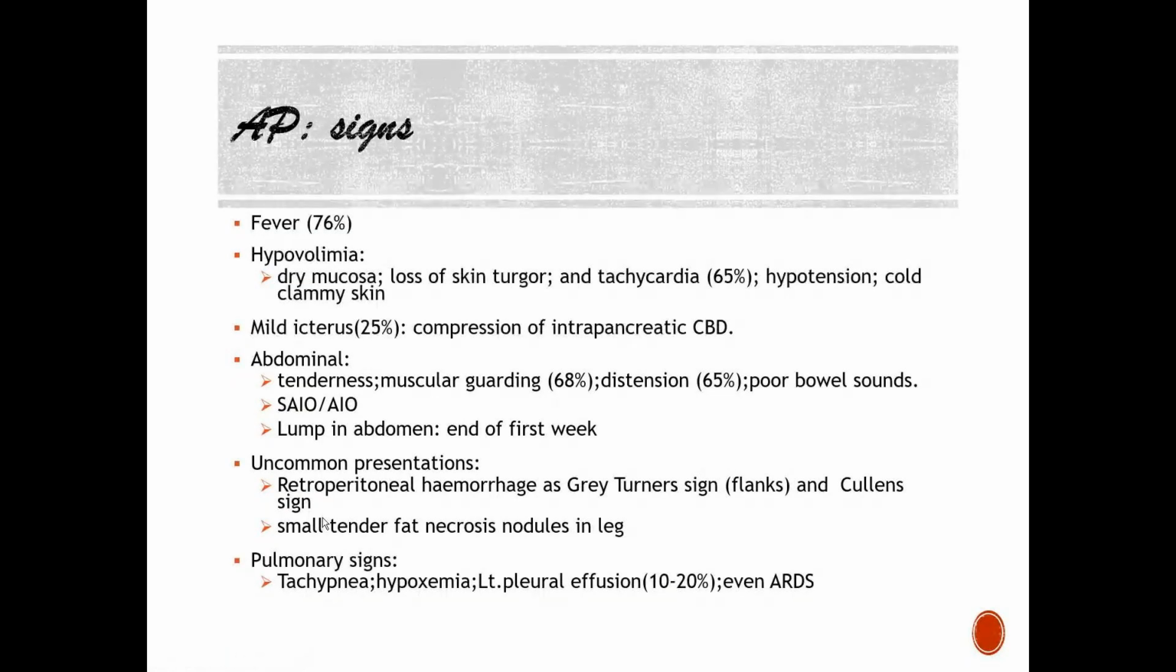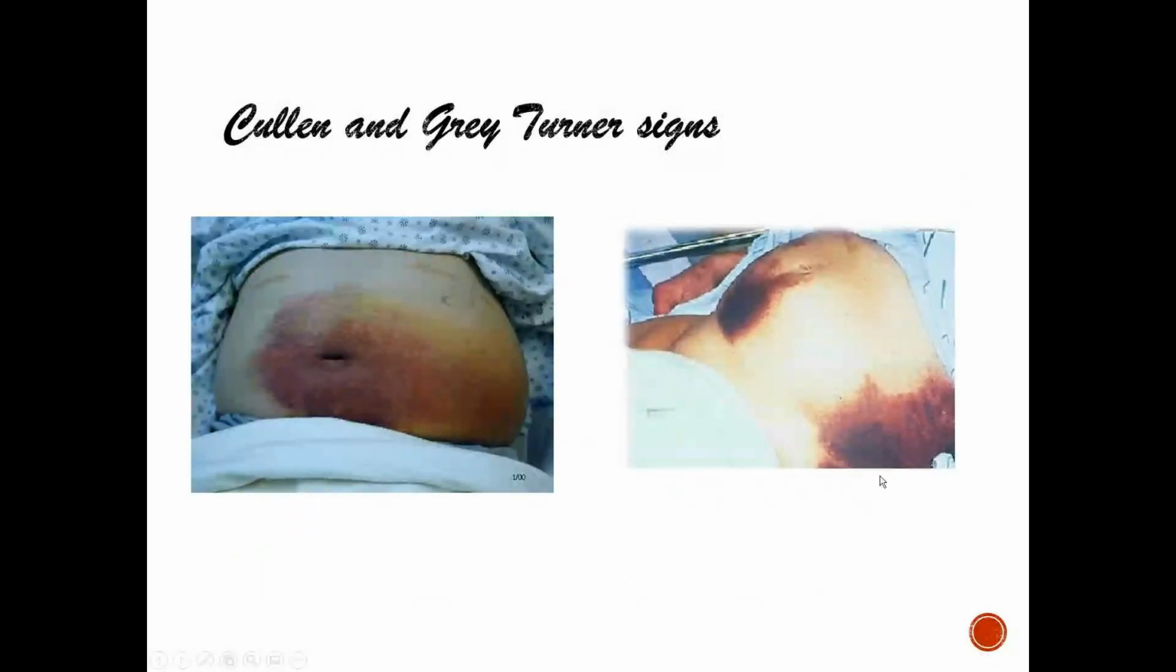Pulmonary signs are fairly common, because there is a pushing up of the diaphragm on the left side and a reactionary pleural collection on the left side. So these patients present with tachypnea, hypoxemia, left pleural effusion in 10 to 20% of cases, and even ARDS. This is the typical Cullen and Grey Turner in the flanks. This is a retroperitoneal hemorrhage which has crept into the flank, and this is a retroperitoneal hemorrhage in the periumbilical region. So Cullen and Grey Turner signs are typical signs, but uncommonly found, in less than 10% of cases.